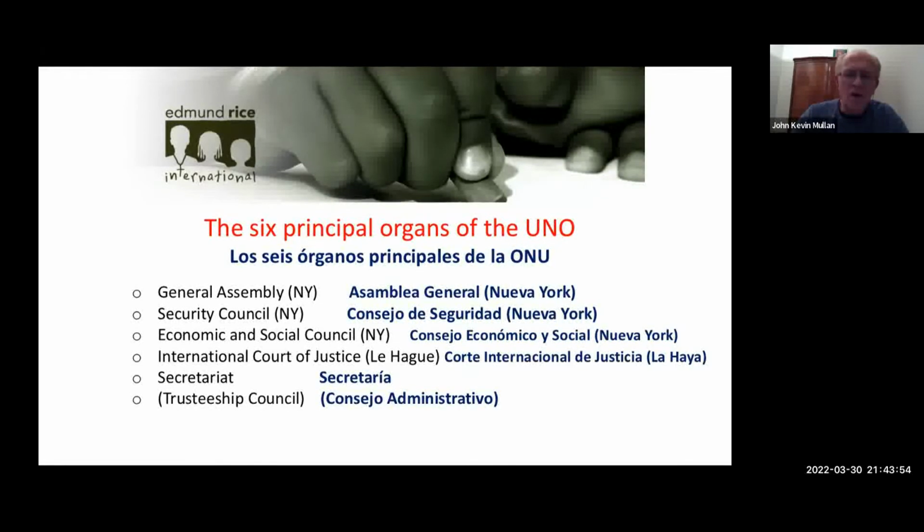The UNO came into existence in 1948 after the Second World War. And at that time, the Trusteeship Council was dealing with countries that were seeking independence. That is no longer very much needed. So the Trusteeship Council has been inactive for quite some time. So these are the six principal organs in the UN.